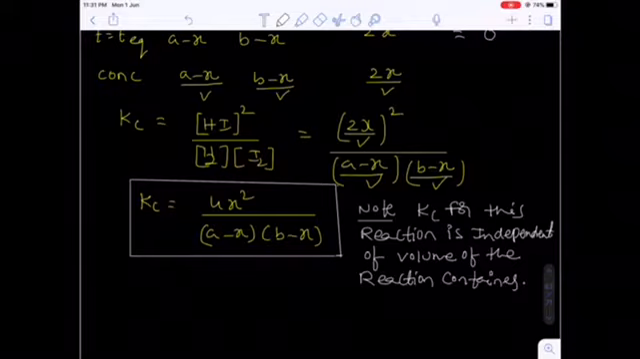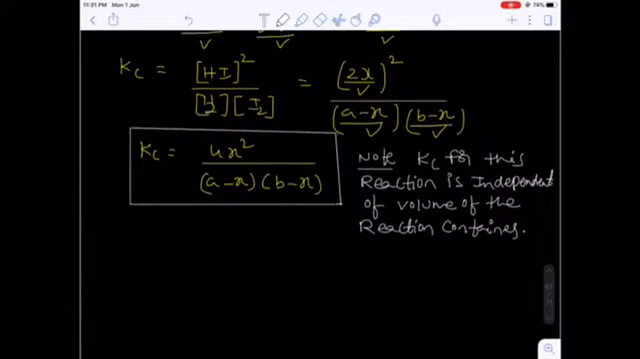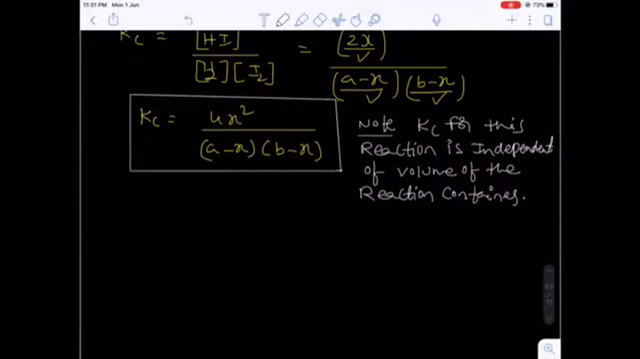That means the position of equilibrium does not depend upon the volume of the container. If you suddenly double the volume of the container, or reduce the volume to half of the initial volume, there will be no effect on the position of the equilibrium. That means equilibrium is neither shifted from forward to backward nor backward to forward. This is a very important key point.